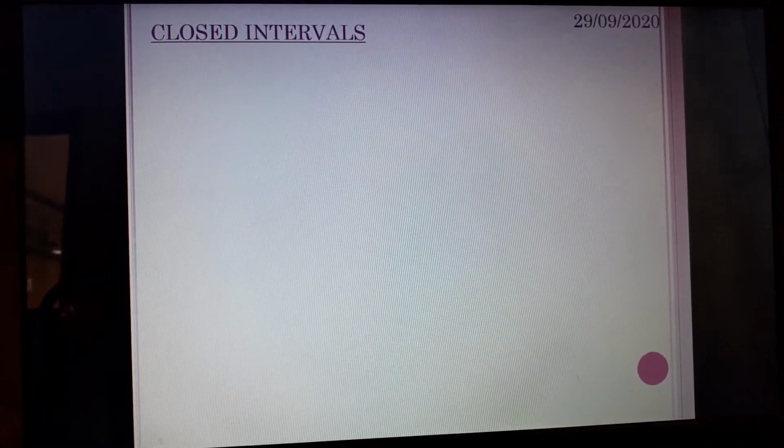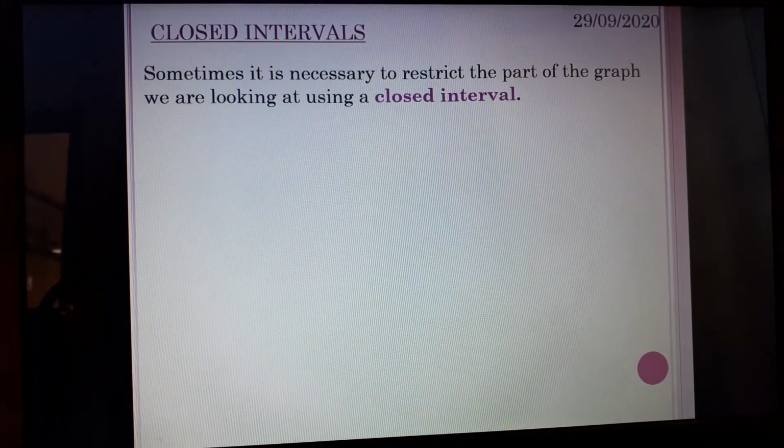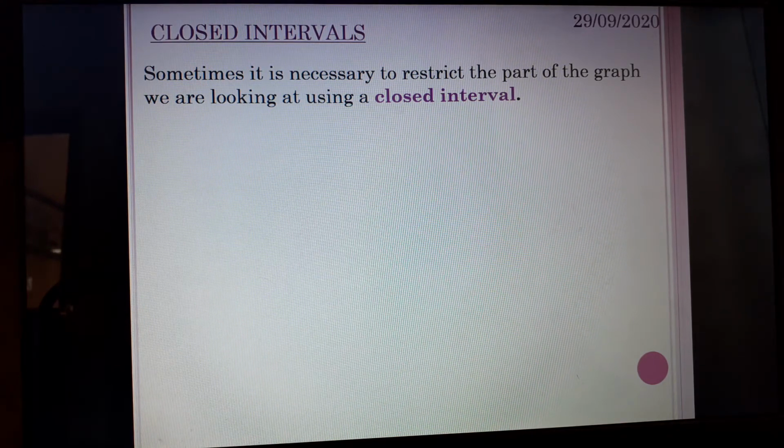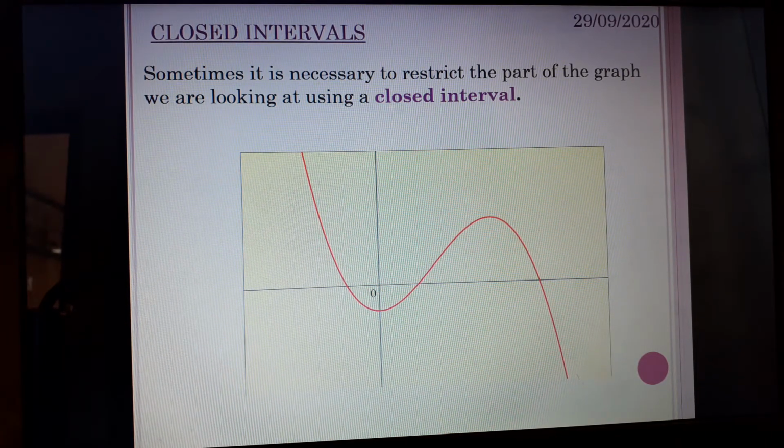Good morning, and today we're going to be looking at closed intervals. To do that, sometimes we have to restrict a part of the graph and just look at an interval within the restricted domain within the graph. Okay, so here we have a graph given.